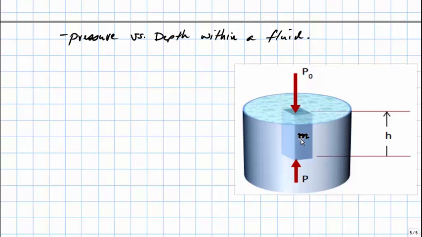Now, in order for this block to float, P must be greater than the atmospheric pressure. This pressure has to support not only the downward push of the atmospheric pressure, it also has to counteract the weight of the block. Therefore, this pressure will be greater than the atmospheric pressure. We have to answer the question of how much pressure is there at this location. We will answer this question by constructing a free body diagram on this block.